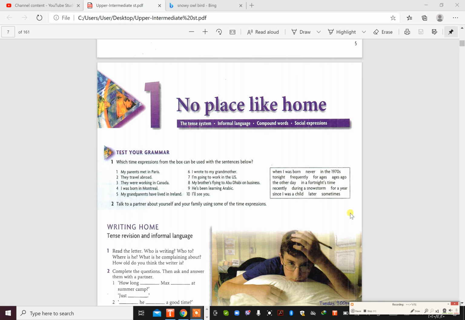And if you look at this table here, it talks about, for example, adverbs or time phrases that we use with the different tenses.